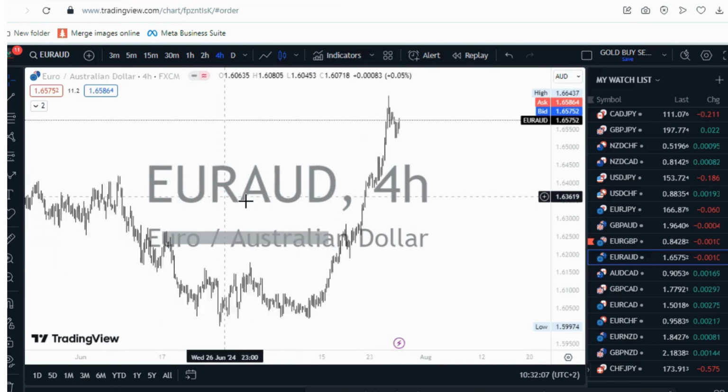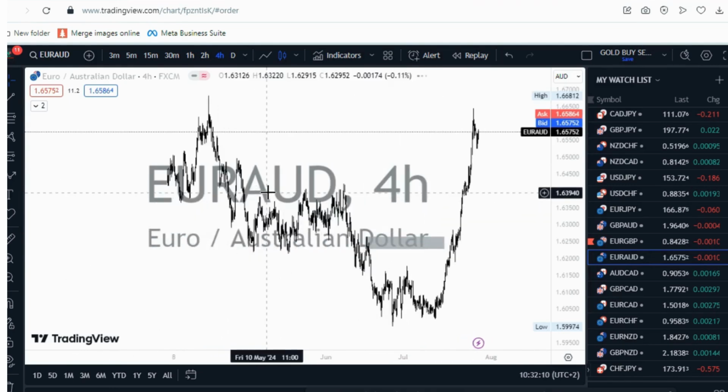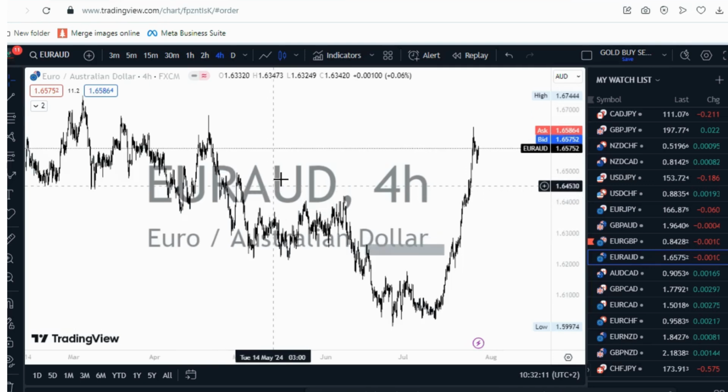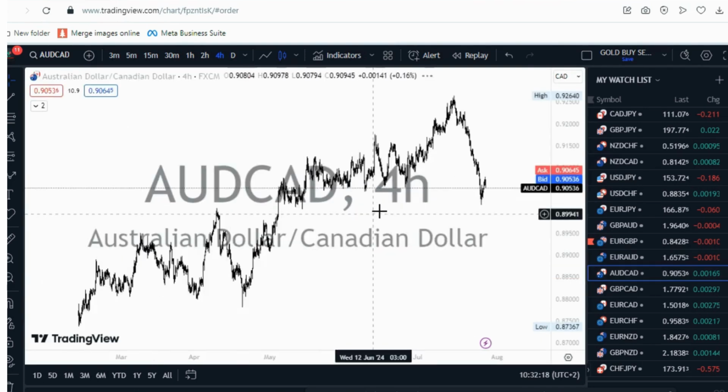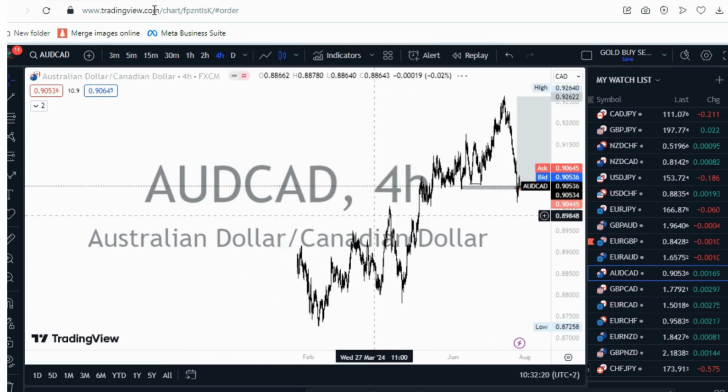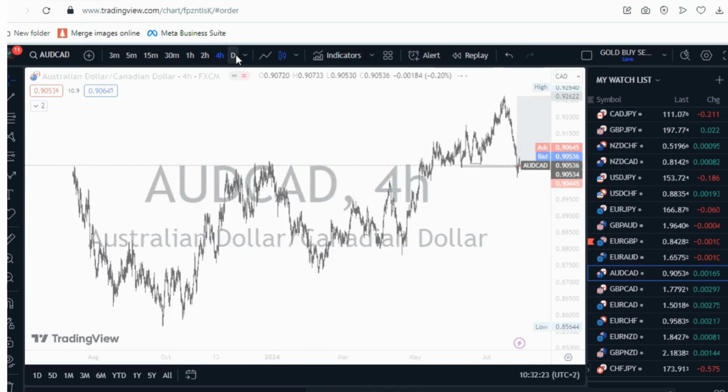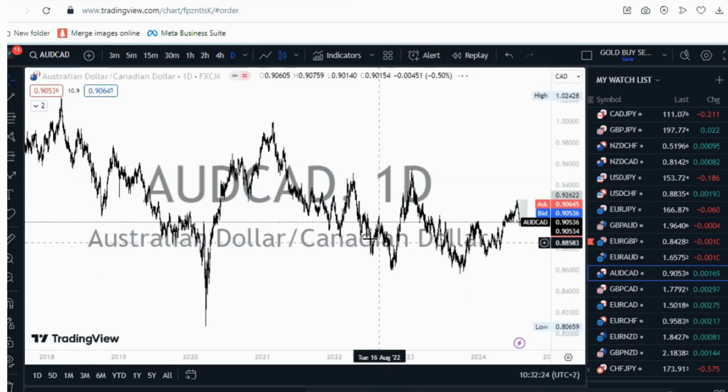Okay, do I have an area where I would look for buying opportunities? Nah. I don't like wasting my time, guys. This is AUD card. Let's go to the daily time frame.